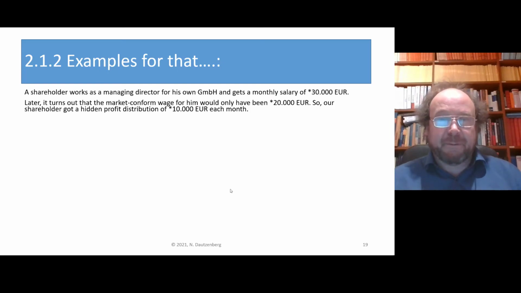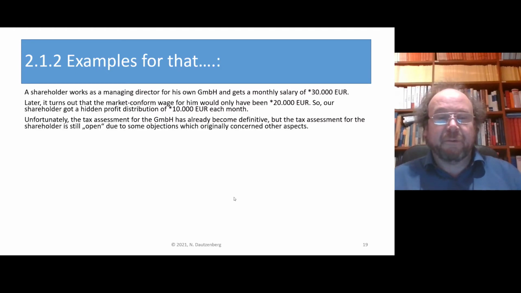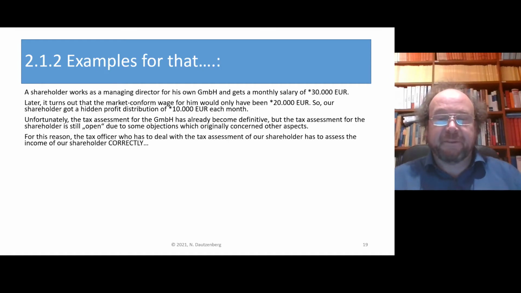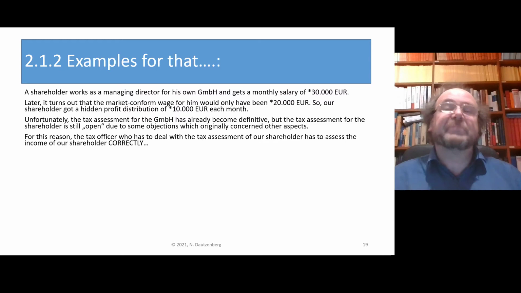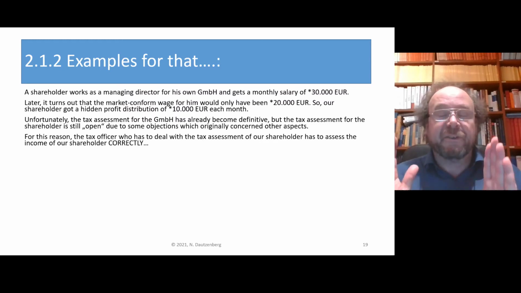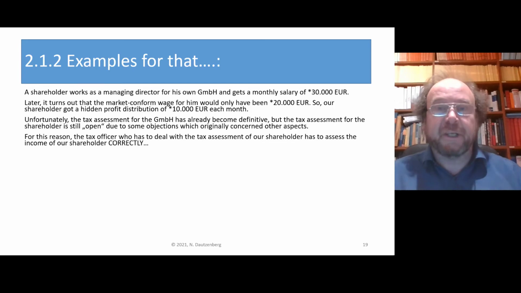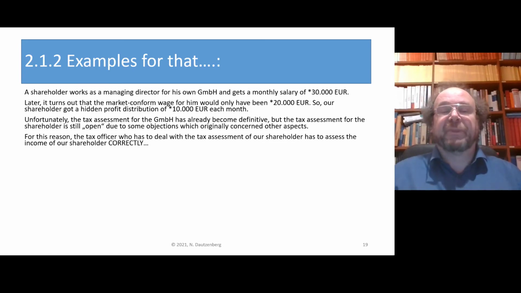We have 20,000 adequate salary, and so 10,000 are paid too much. A careful and responsible manager would never have agreed to paying 30,000 if 20,000 was enough. So the 10,000 excessive payment is simply nothing else than a hidden profit distribution. Now imagine, unfortunately, during the tax assessment of the GmbH, all the people involved honestly had believed that 30,000 is market conform. So everybody had just treated the 30,000 fully as a wage. It was fully deducted as an expense.